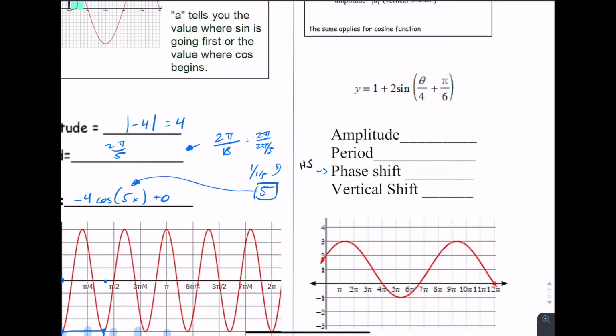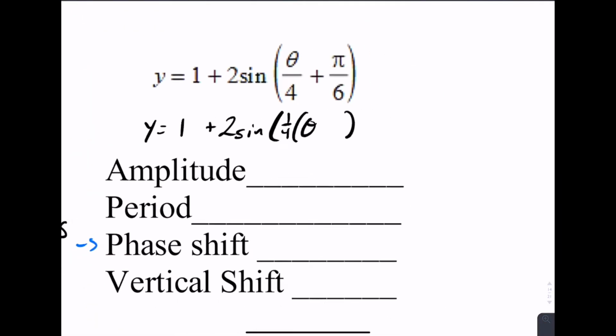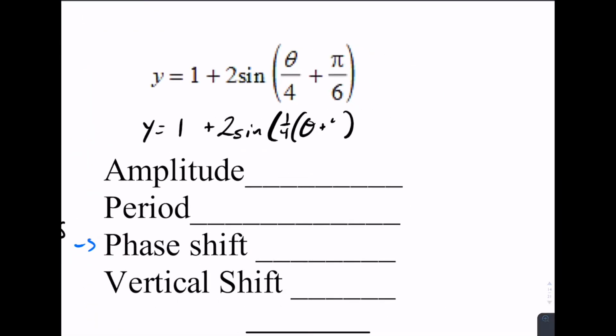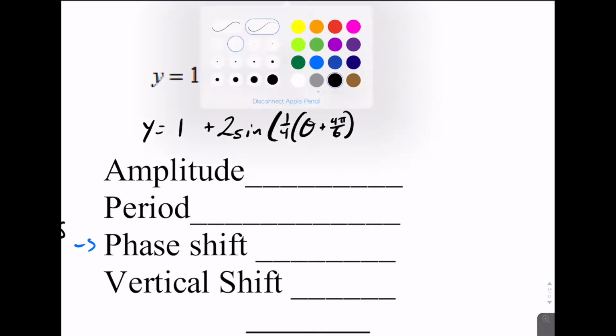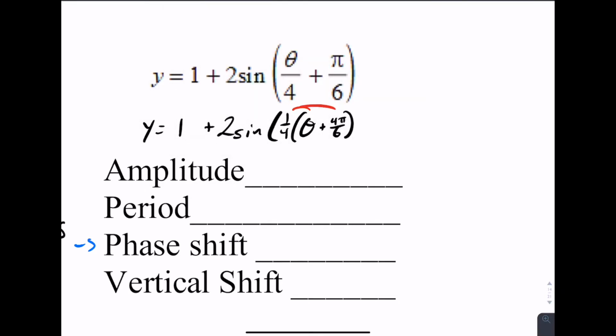So a couple things we have to do first. We have to simplify this. So y equals 1 plus 2 sine. I need to be able to factor this part. Now, let's say they both have a 1/4 in common. So if I pull out the 1/4, I'll be left with theta. But then here's the tricky part. It'd be plus 4 pi over 6. If you were to redistribute the 1/4, it should go back to the way it looked. So that's how you know you factored it correctly.